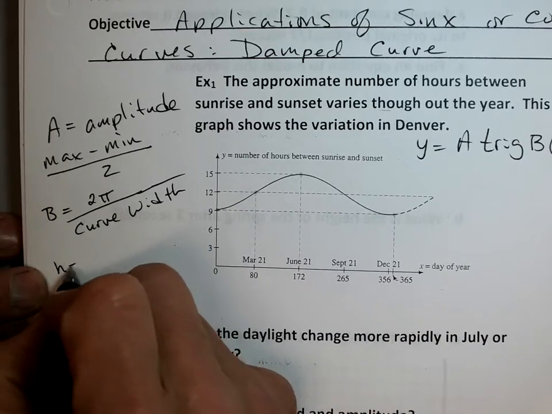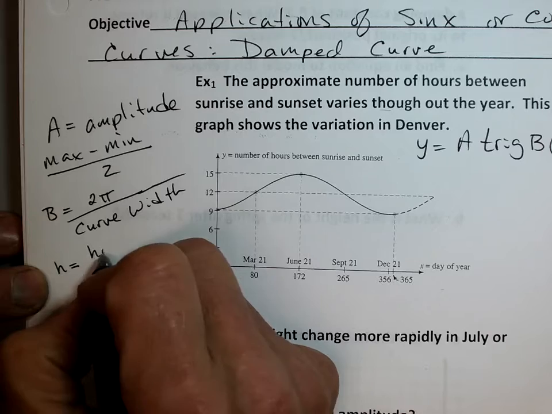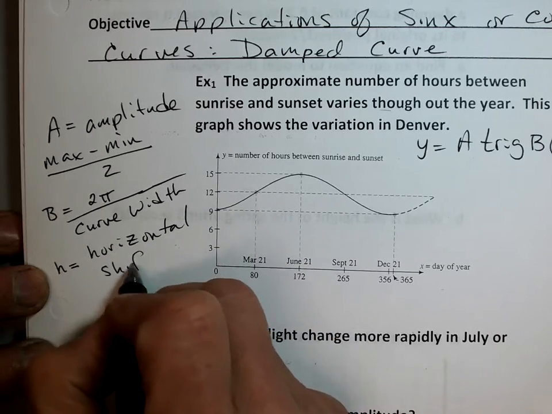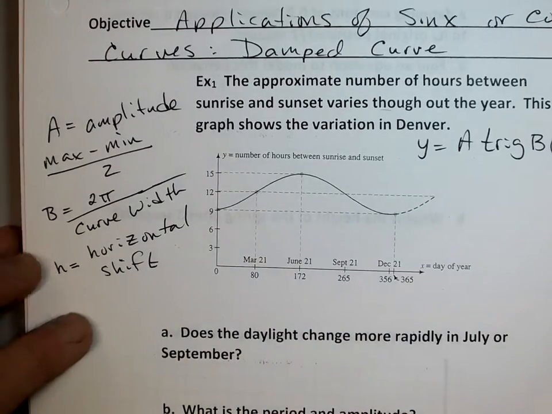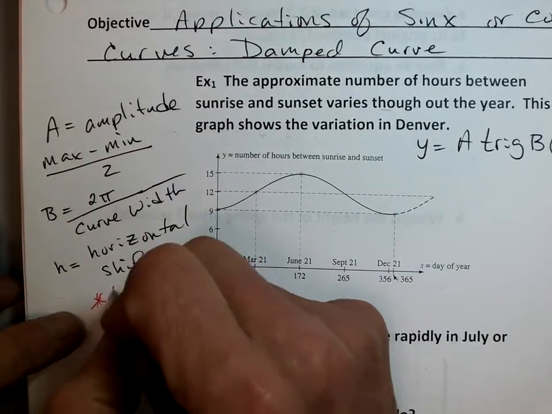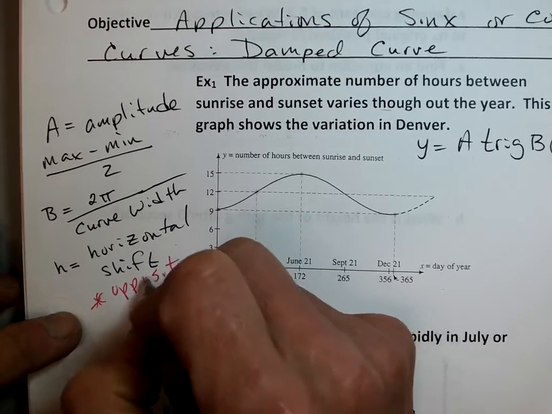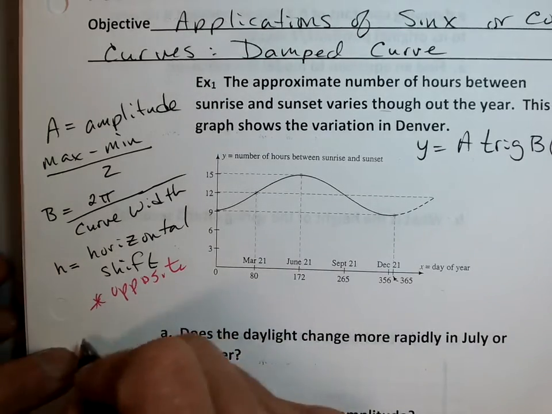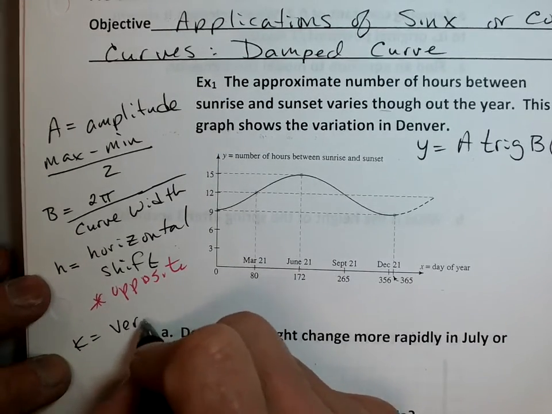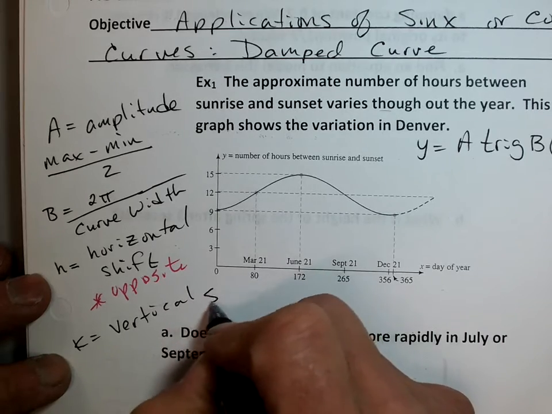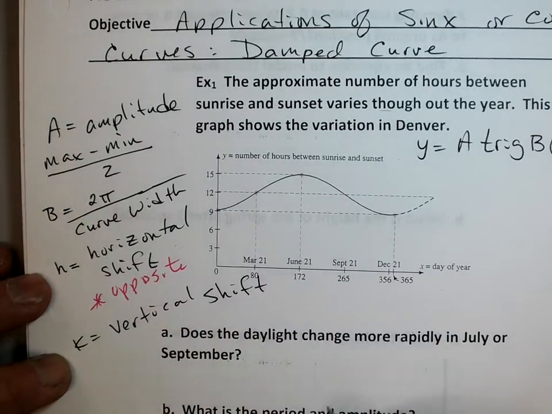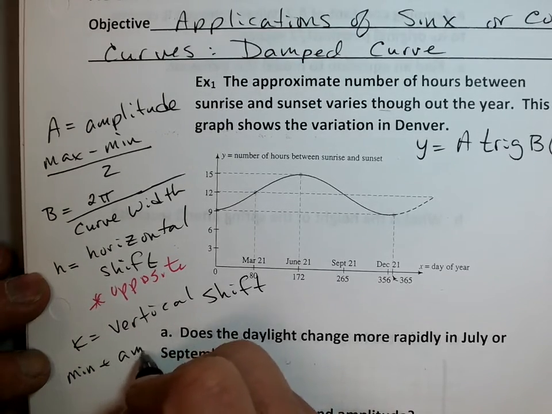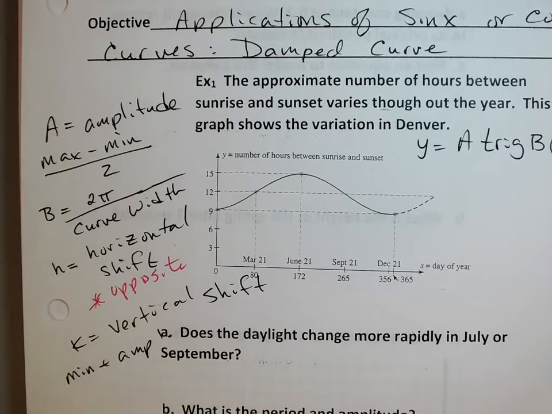H is a horizontal shift. But it's the opposite, right? It's the opposite. And then finally, K is a vertical shift. And if you have a hard time figuring out what the vertical shift is, it's always going to be the minimum plus the amplitude. Okay, how am I doing? So far, so good?